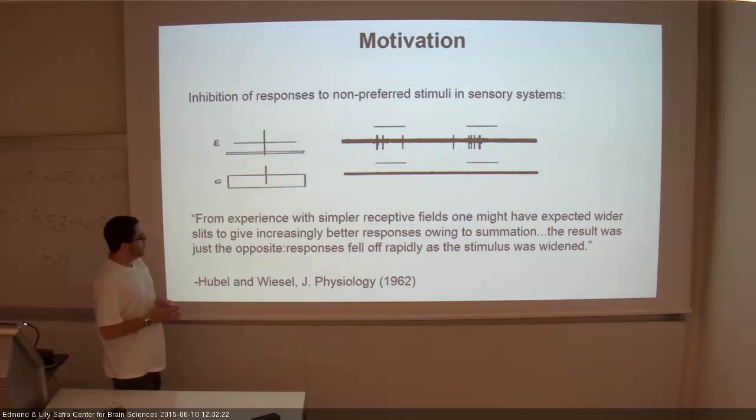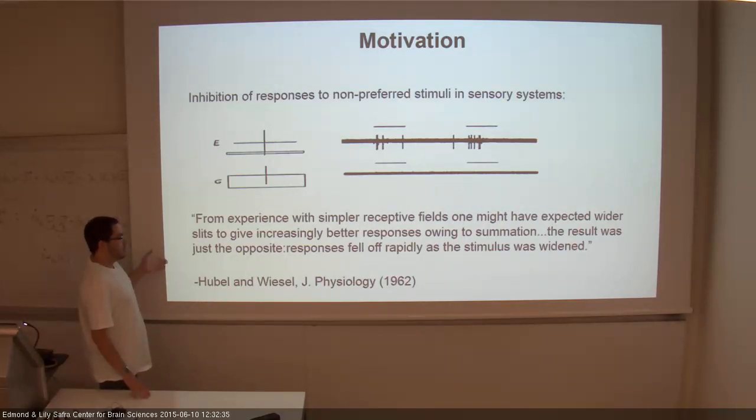Hubel and Wiesel noticed this. They said that from experience with simpler receptive fields, one might have expected wider slits to give increasingly better responses owing to summation. The result was just the opposite. Responses fell off rapidly as the stimulus was widened. So we have this strange phenomenon that when you have more stimuli that the neuron doesn't prefer, the neuron's response is suppressed.